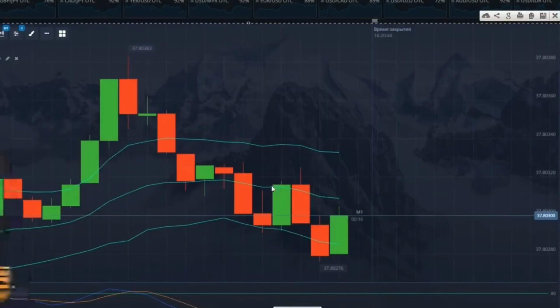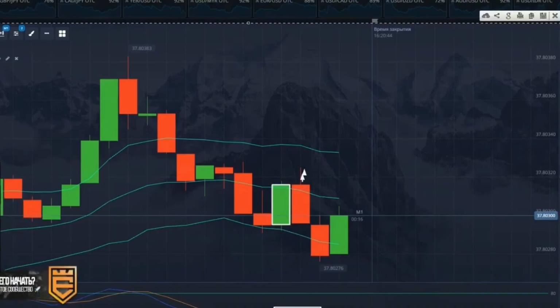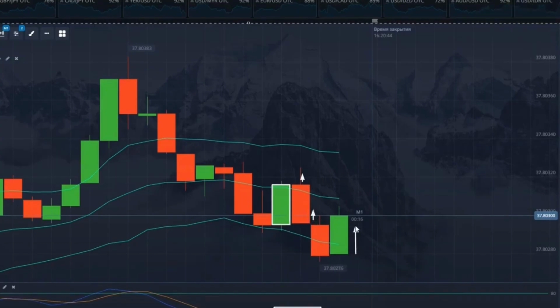At this moment, the stochastic started to come out of the 20 zone and there was a pullback candle, after which I entered a buy trade. Unfortunately, the price started to drop further. A bit lower, I entered again, and with the very last recovery trade, I caught the absolute bottom and the price finally bounced back, closing the situation in profit.